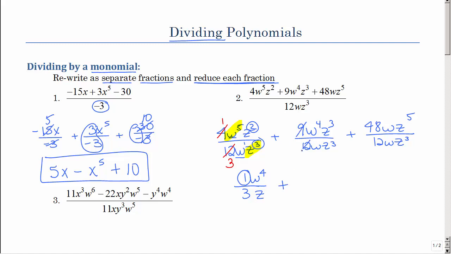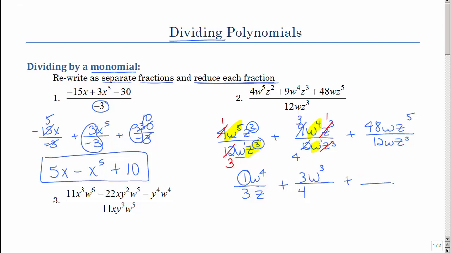Now 9 and 12 are both divisible by 3, so that's going to leave us 3/4. Look at the w's. There's more w's on top, so we're going to leave it on top and then subtract. 4 minus 1 is 3. And what is going to happen to those z's? Well, you can keep the base and subtract the exponents, but you're going to get 0, and we know that's 1. We also know that z cubed goes into z cubed 1 time.